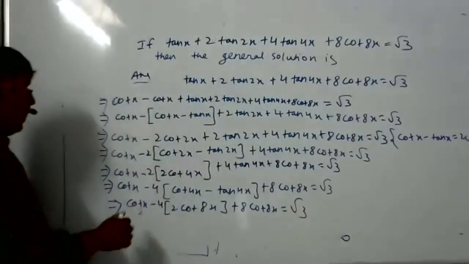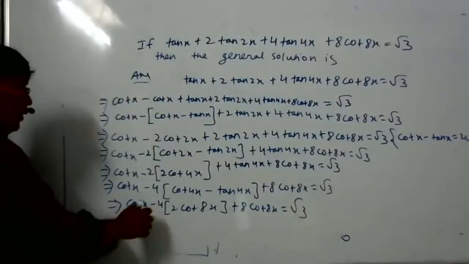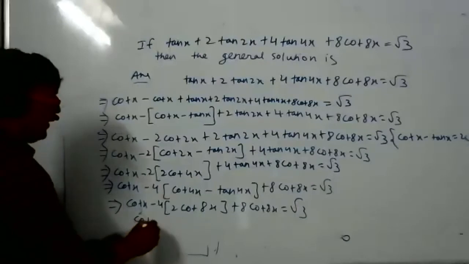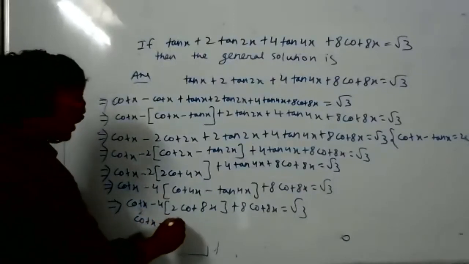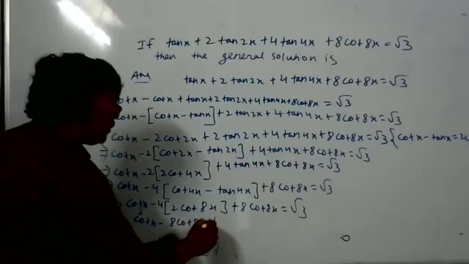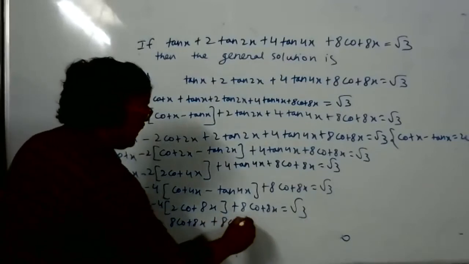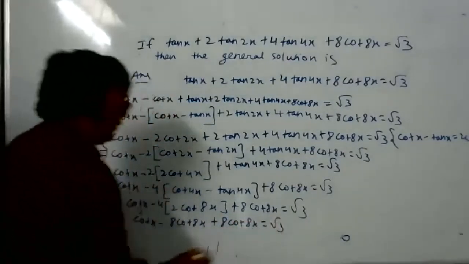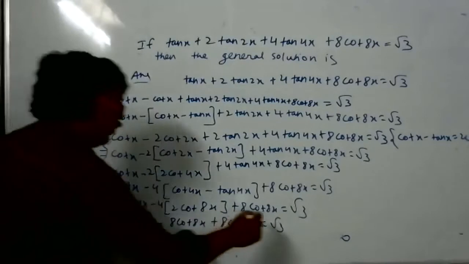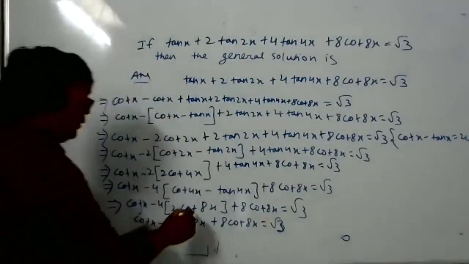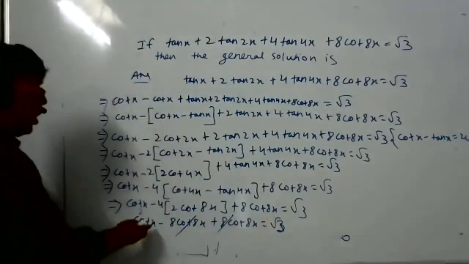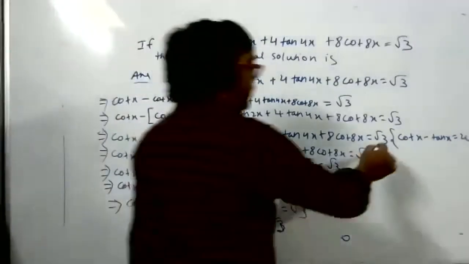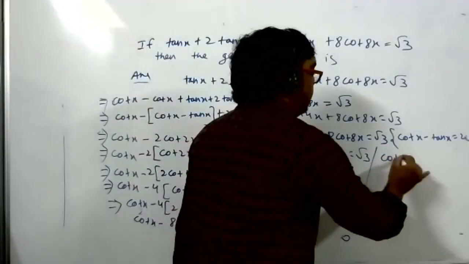Now see here, what is this term? Minus 8 cot 8x. And the next term is also 8 cot 8x. One is negative, one is positive. Both will get what? Cancel. Finally, what we got? Cot x is equal to root 3. That is the conclusion. Cot x is equal to root 3.